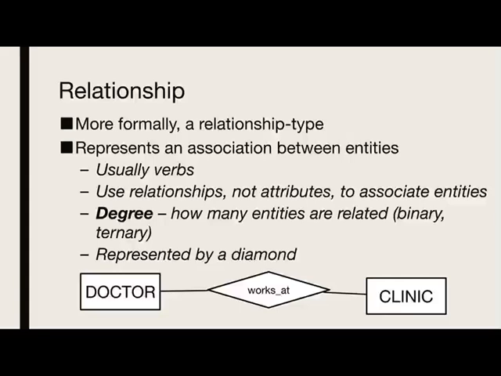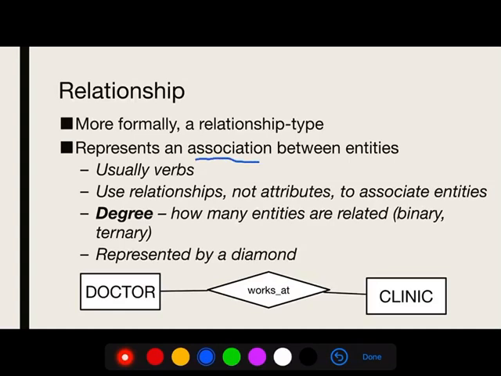So we've talked about entities and attributes, and now we'll talk about relationships. So relationships are the representation of some association between entities. Usually in your requirements or scenario, you're going to find relationships by looking for verbs, but not necessarily. In the ER model, it's important to remember that we use the idea of relationships to associate entities.